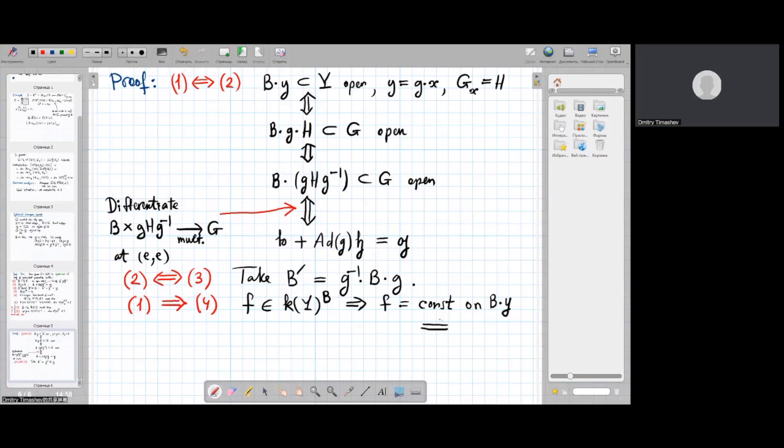Therefore, it is constant also on the closure of this orbit, which is just the whole Y, because every open non-empty subset is dense in an irreducible variety Y. Okay, now we proved that every B invariant rational function is constant, provided that you have an open orbit. Let's prove the opposite direction.